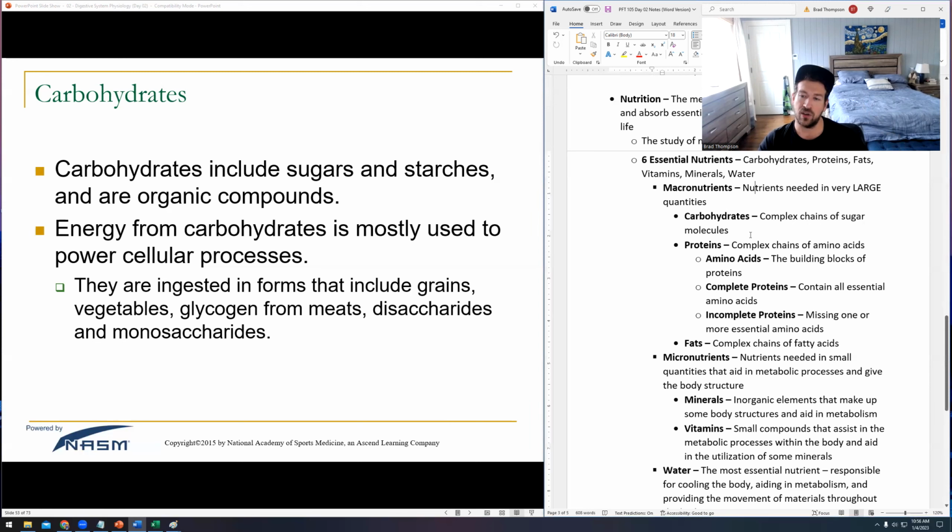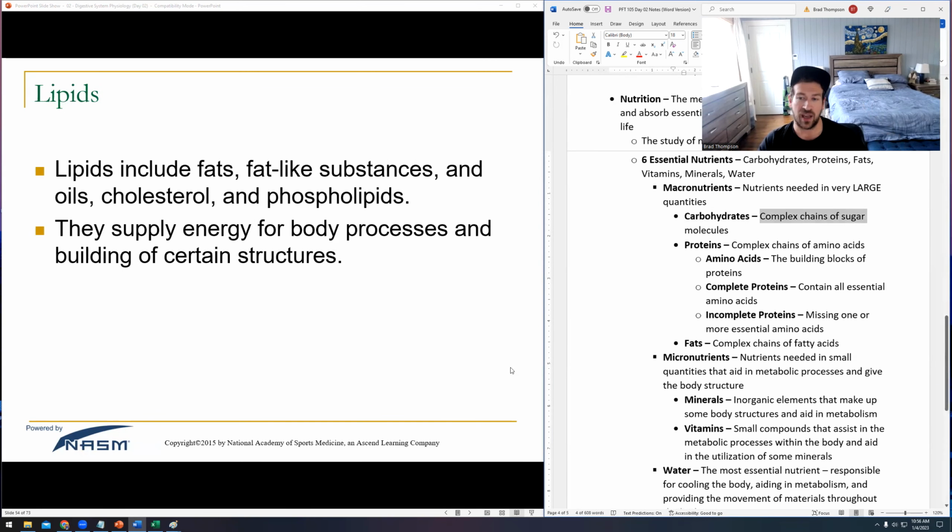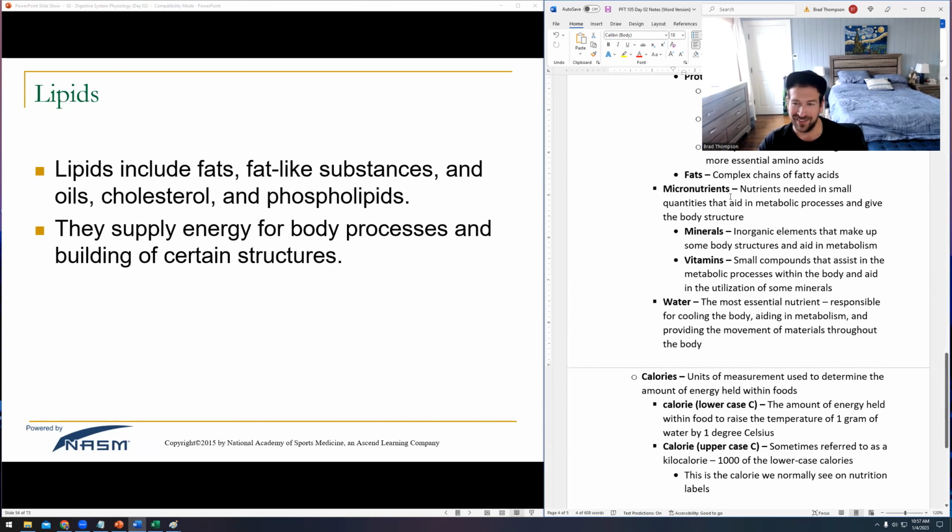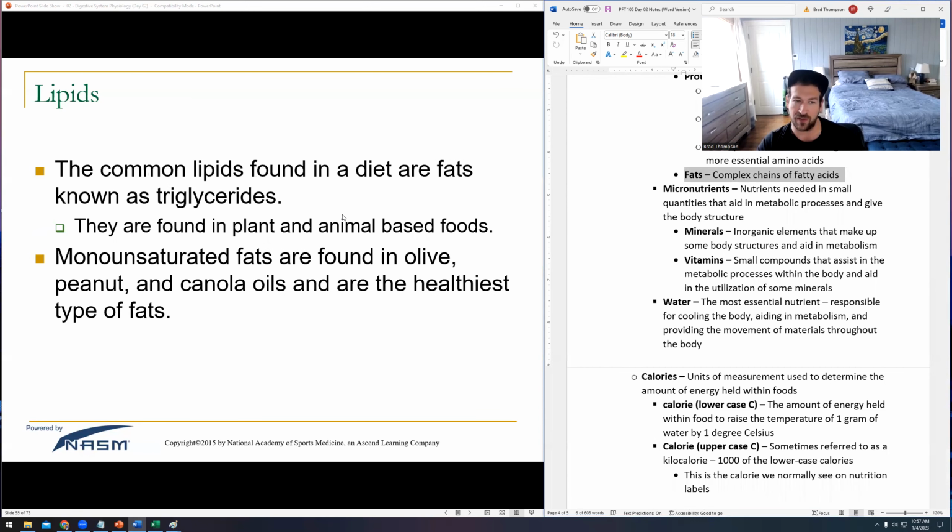So your macronutrients, you've got carbohydrates, which are complex chains of sugars, and you've got, my PowerPoint's all out of order, my notes are all out of order. All right, I've got to skip down here and I'll come back. You've got your fats. Fats are complex chains of fatty acids. So there's a couple different versions of them, but the most common one that we talk about is triglycerides.